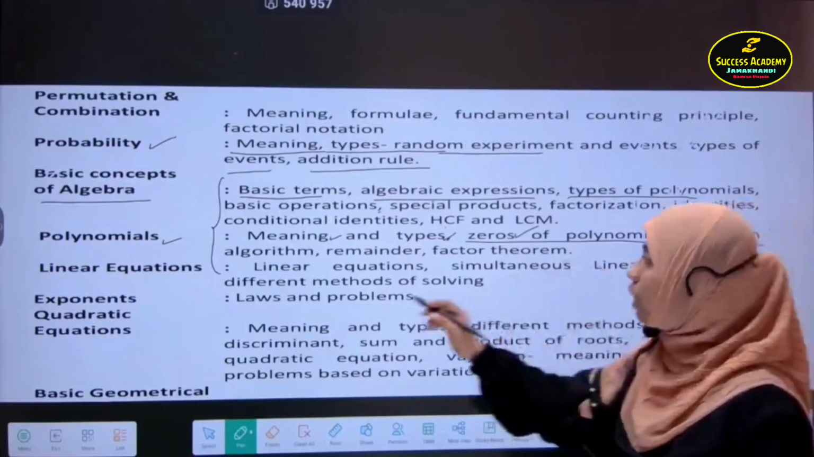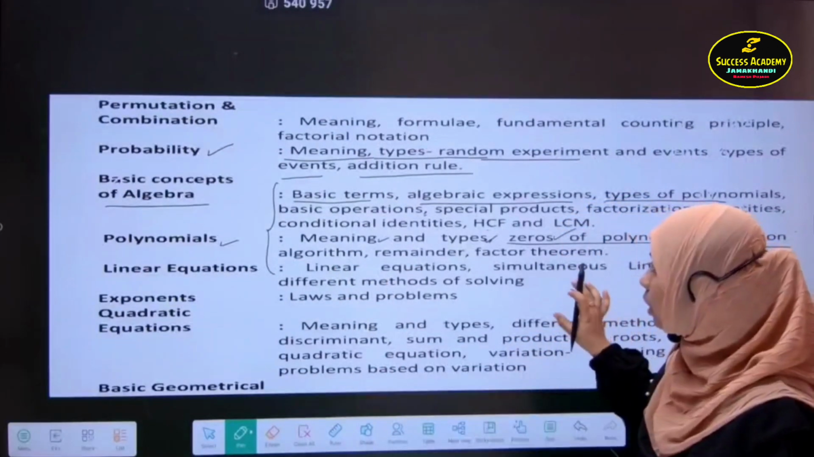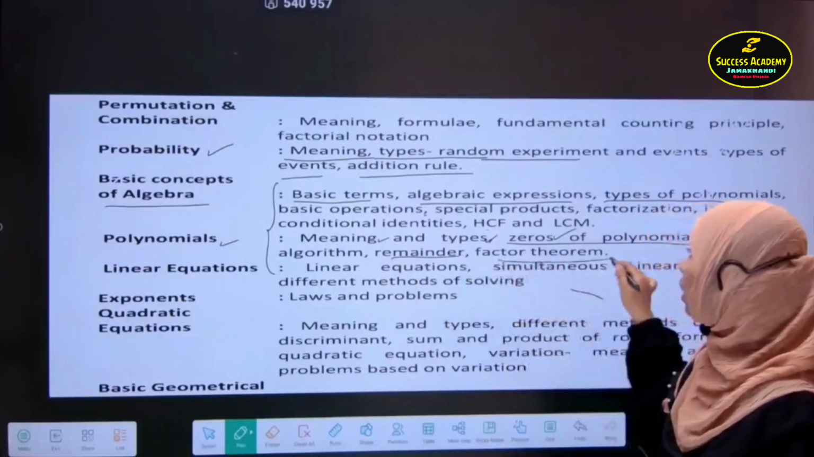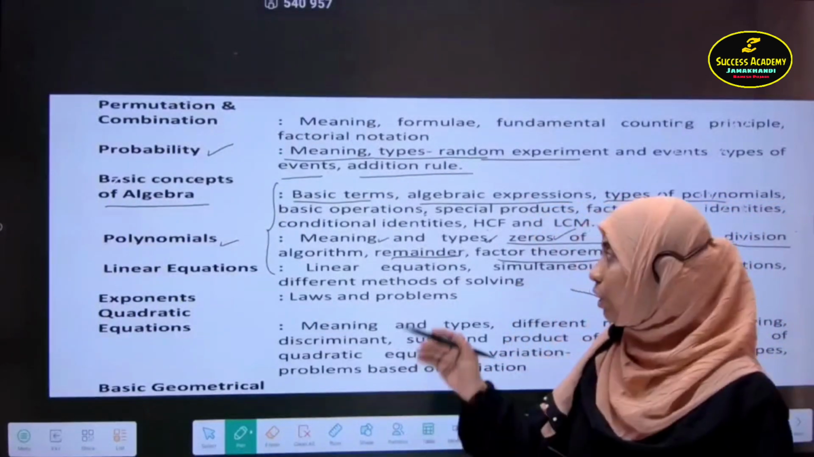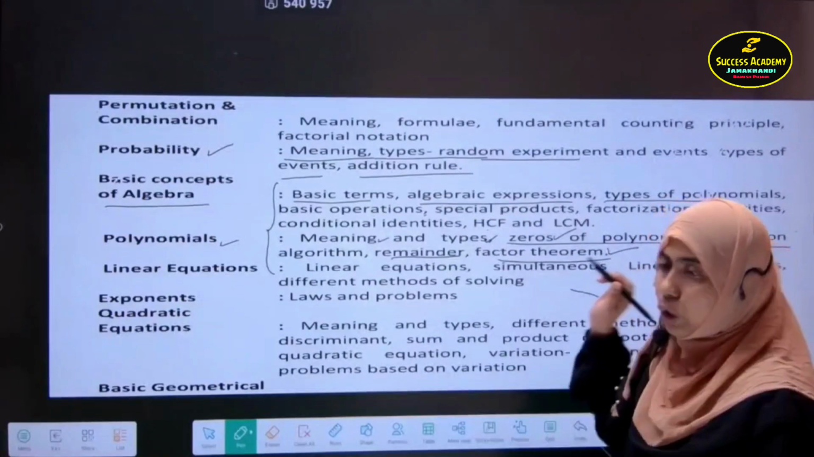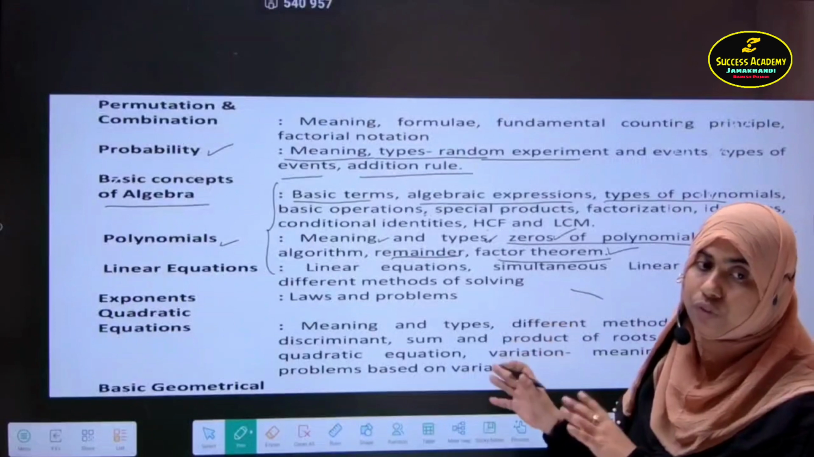Next, division algorithm. Next, remainder and factor theorem. Remainder and factor theorem is also one of the interesting topics. Okay, easily you can go with all the topics. Only thing you need is the right track and the right way to follow.